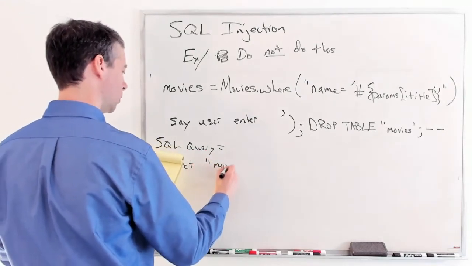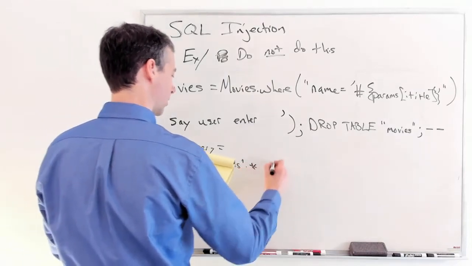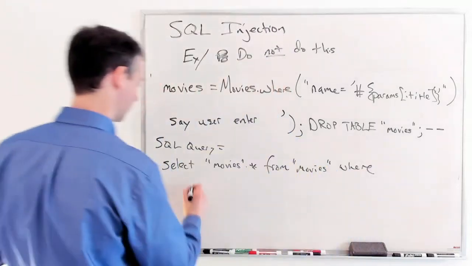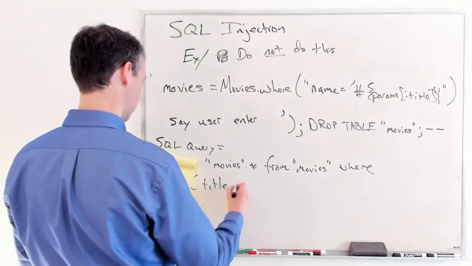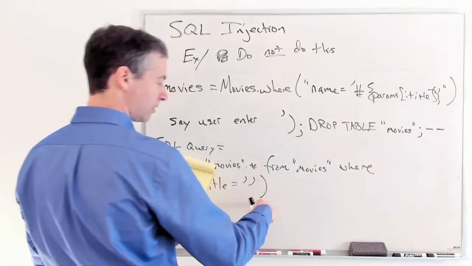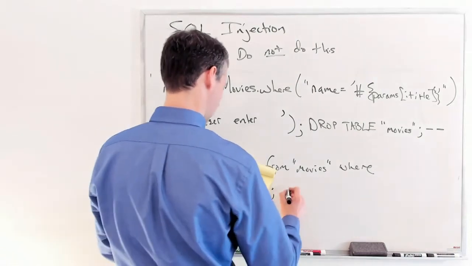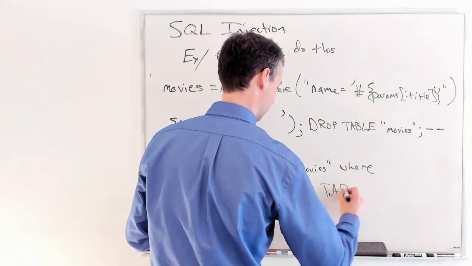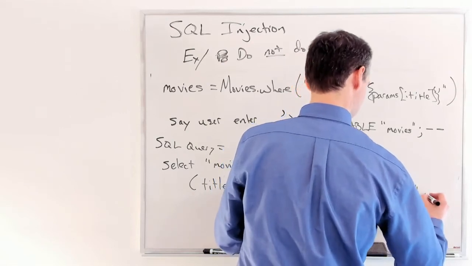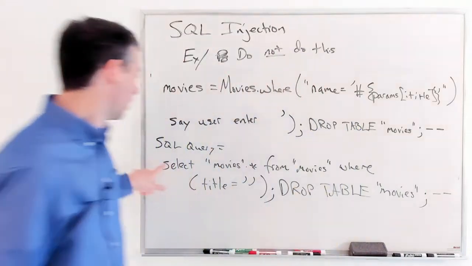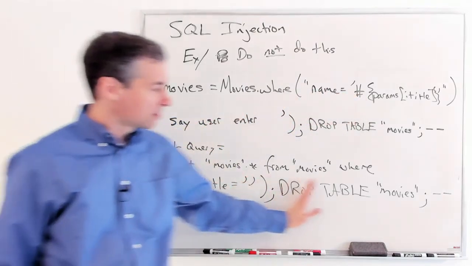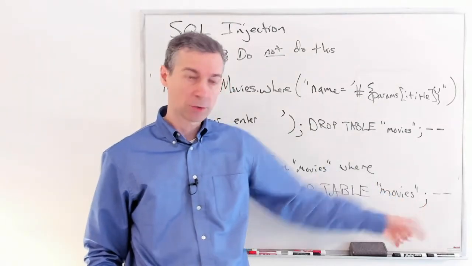select movies from movies where title is equal to single quote, single quote. So this is the start of what the user typed in. Then they continued on with their parenthesis, drop table, quote, movies, end quote, semicolon, dash, dash. So what they've done is they've been able to take the query you wanted to have generated and extend it and add on another SQL query to it, which they have guessed.